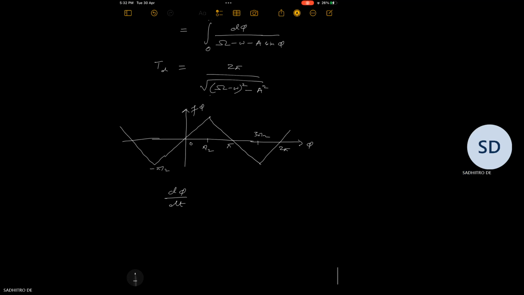And when mu is greater than pi by 2, then simply the wave looks like this, and there are no fixed points here.